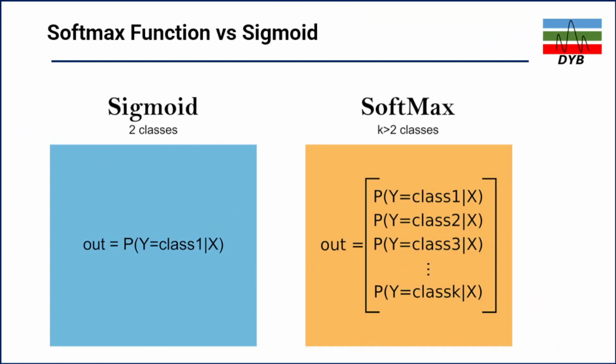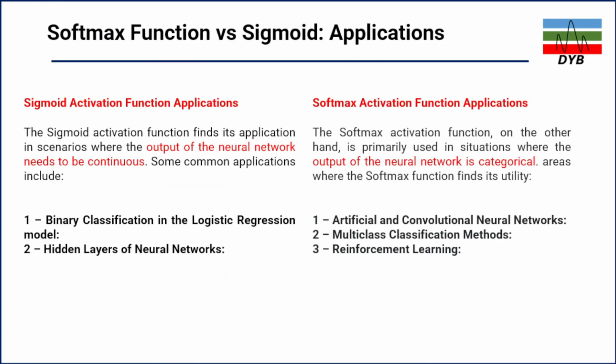This is the differentiation between the softmax function and the sigmoid function. In the sigmoid function, normally you have two classes, so we have two outputs, either yes or no, or 0 or 1. In the softmax function, the number of classes must be greater than 2. Let's say class 1, 2, 3, and so on, up to k classes in the softmax function.